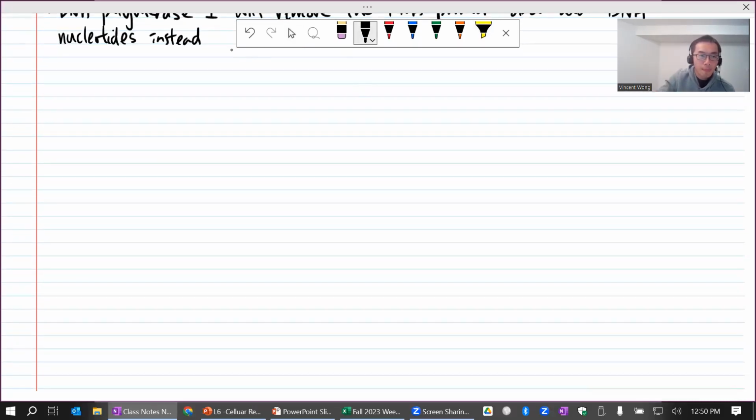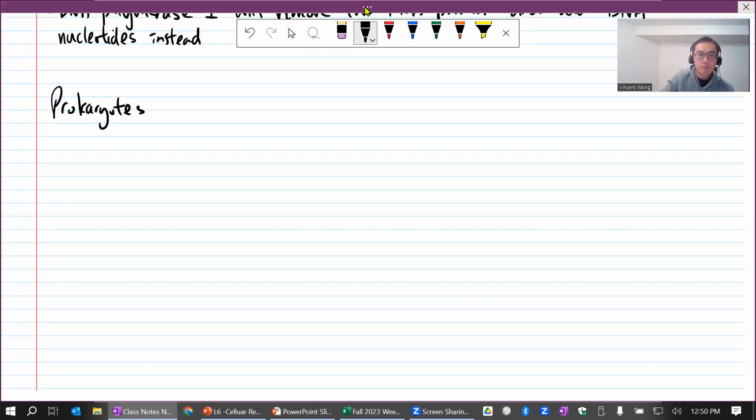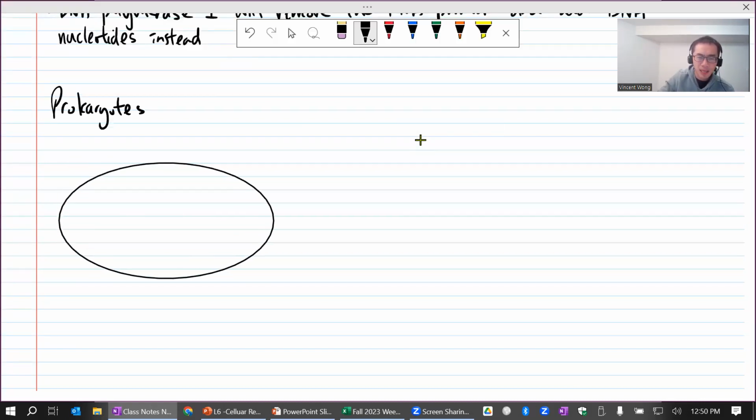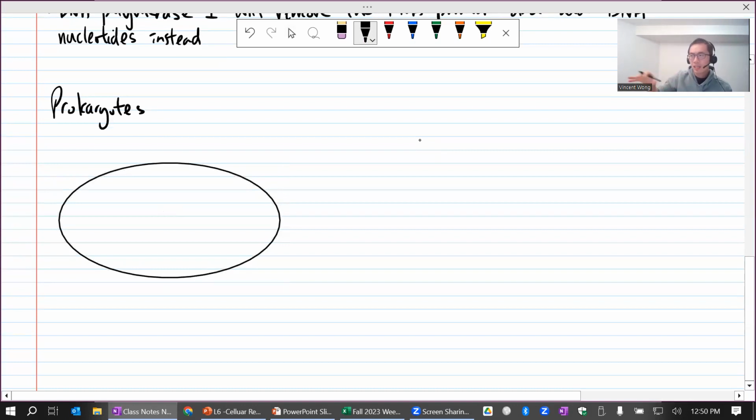Okay, so in prokaryotes, the DNA is circular, right? I don't know if you remember this, but I told you a long time ago, the DNA in bacteria is not linear, it's not straight. It goes in a circle. Now, I'll just draw one strand here to keep it simple.